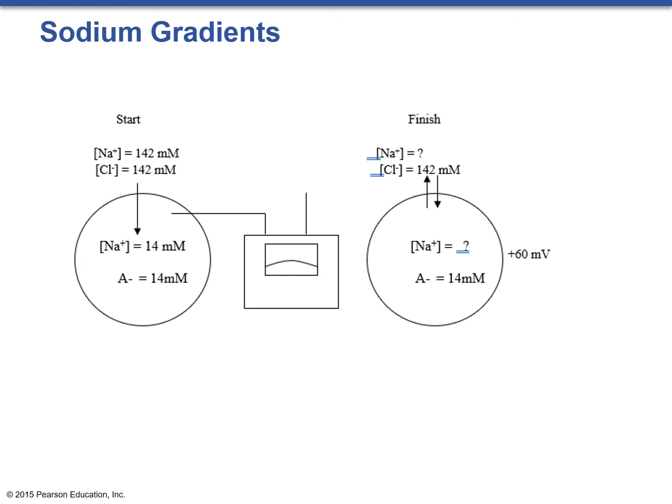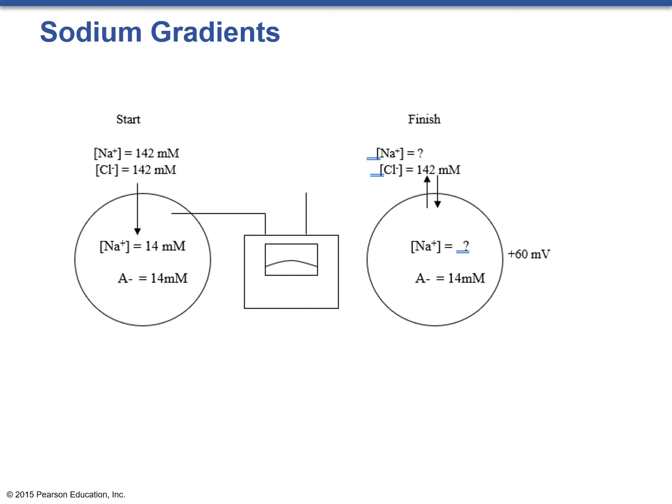Now, the voltmeter is going to measure the difference in electrical charge between the intracellular fluid and the extracellular fluid. The extracellular fluid is assigned a value of 0, so the final reading is the electrical potential on the inside of the cell relative to the outside of the cell.